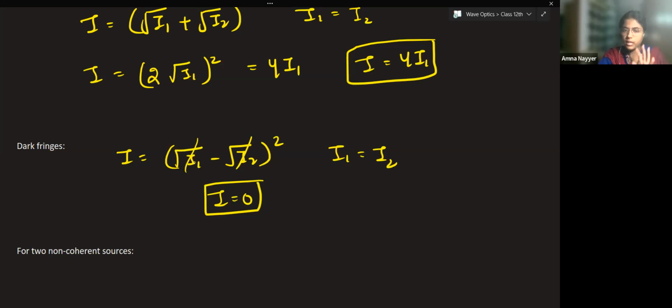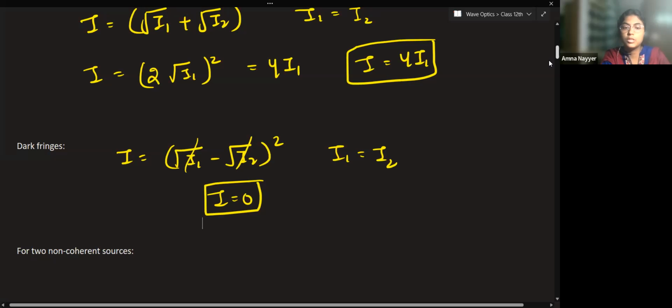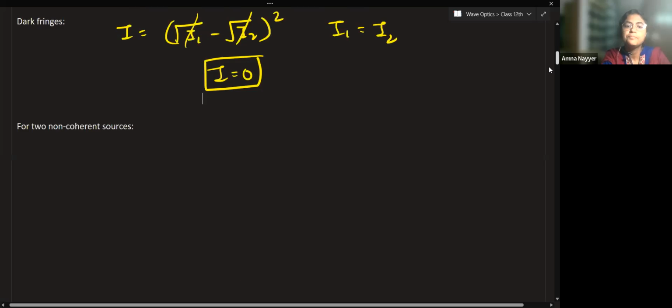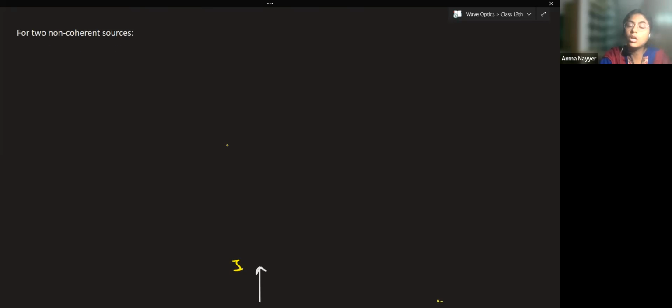How will you plot it on a graph? I'll show you. Before that, non-coherent sources. See, non-coherent identical sources are there. For non-coherent, we'll use the complete expression because your phase constant phi is variable. That was the difference between coherent and non-coherent sources. In case of non-coherent sources, your phase difference is variable. So this becomes I1 plus I2 plus 2 under root I1 I2 cos phi.